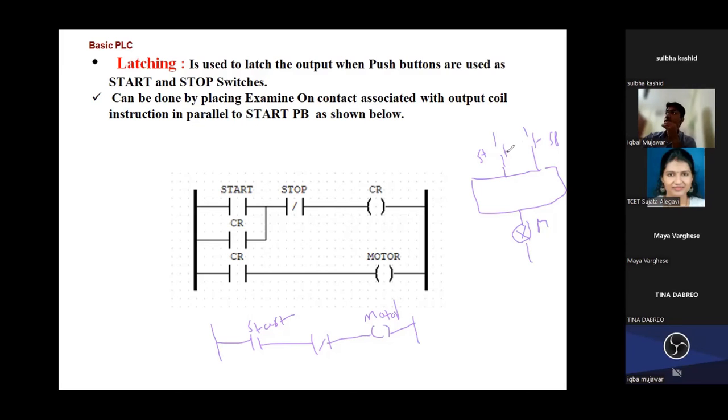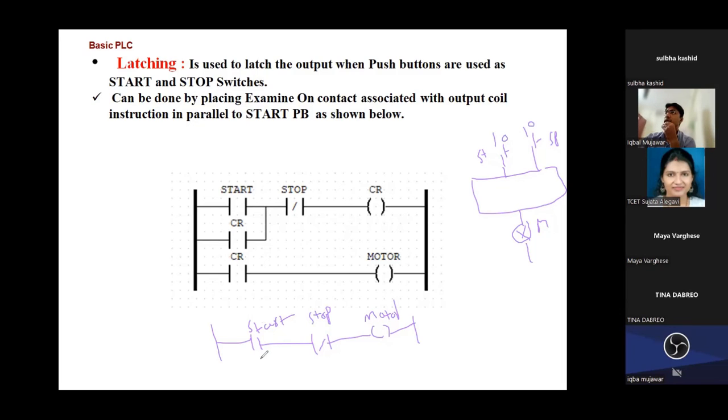Then this is a push button. I press, it will pass the current, it will pass the signal. If I release, it will again come to its original state. Then what will happen? For start, I'm using the examine on, and for stop, I'm using the examine off. Then both states are right now 0 0.